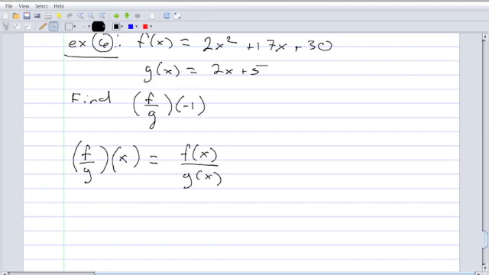So that means we have, this is, what's my f of x? So I have 2x squared plus 17x plus 30.